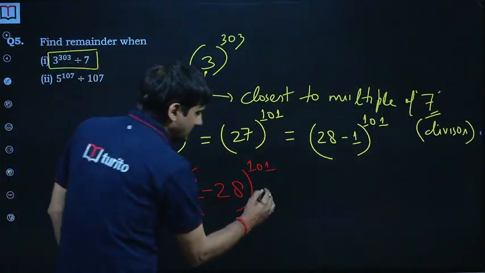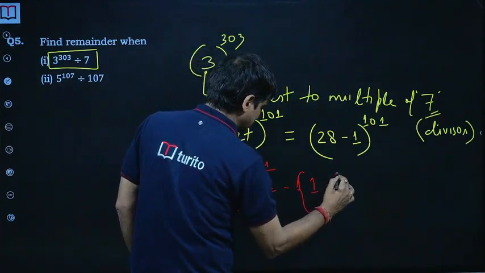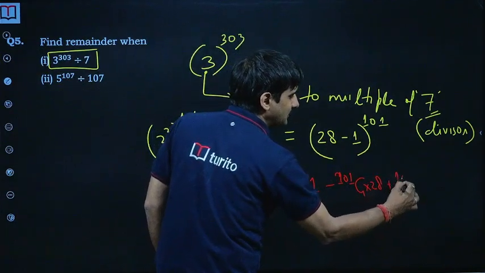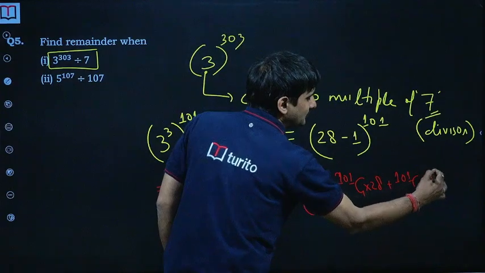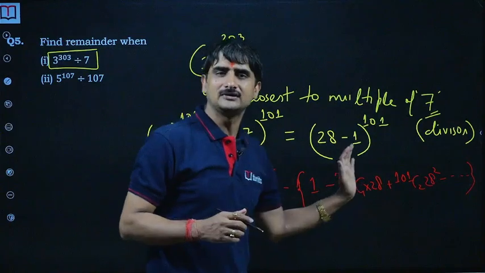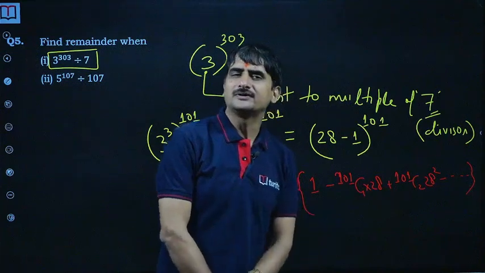Okay, now see, if you expand it, bachcho, the first term is 1 minus 101 C1 into 28 plus 101 C2 into 28 square minus dot dot dot and so on. Now if we have to divide the entire expansion by 7, that means we can divide all the terms separately by 7.